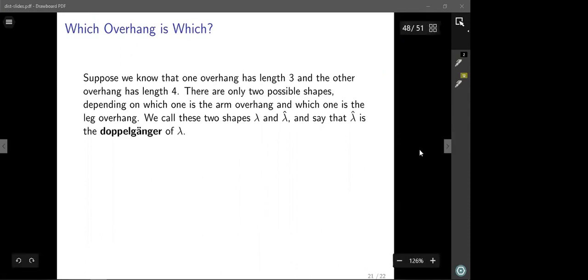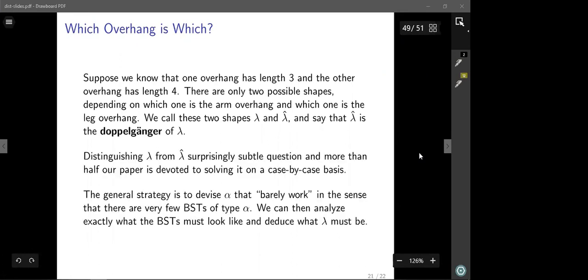This turns out to be a very complicated thing, and this is sort of where the experimental mathematics came in. It seemed like we were almost done, but then we had to figure out exactly how to decide whether one's the arm or the leg, and we had to do lots and lots of experiments and solve it on a case-by-case basis. It's kind of ugly. I'm hoping that someone else can figure out a better way to do this. But the general strategy is still the same.